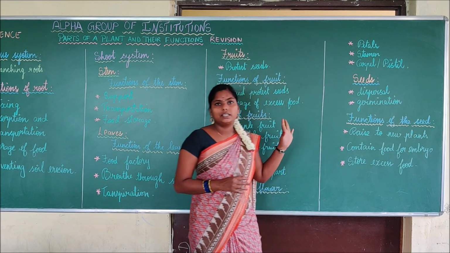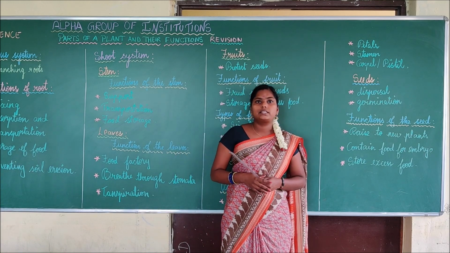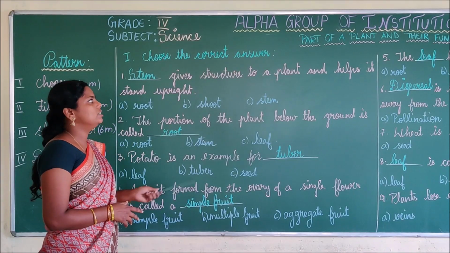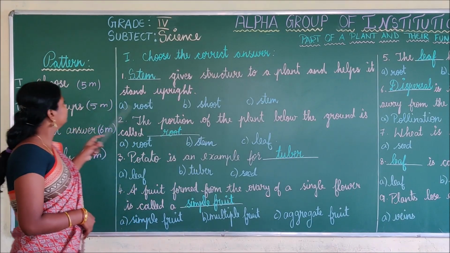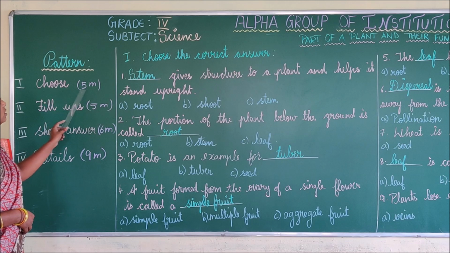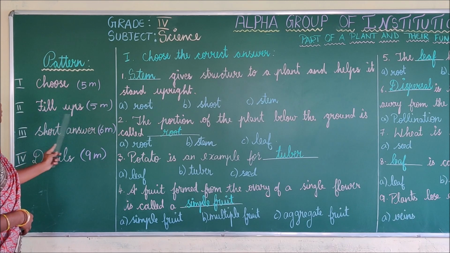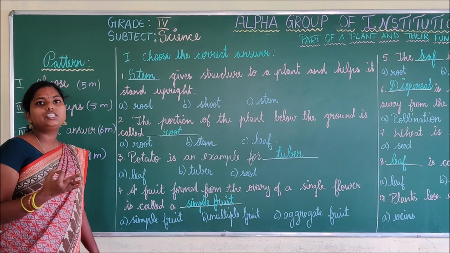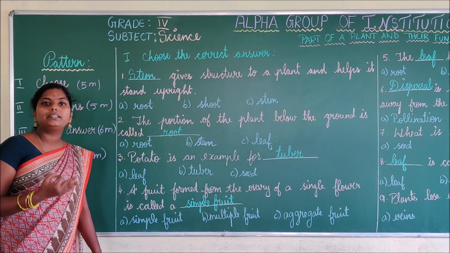So now your lesson recap is over. We will go into the exercise and the pattern for your test. So children, your pattern: part 1 choose for 5 marks, part 2 fill in the blanks for 5 marks, and part 3 short answers. I will be giving you 3 short answers. Each question will carry 2 marks.